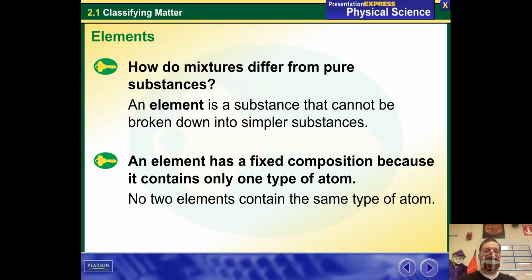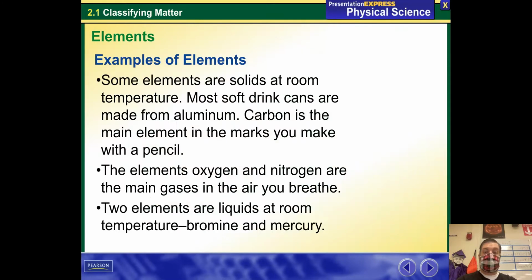So how do mixtures differ from pure substances? Well, an element is a substance that can't be broken down into simpler substances. And an element has a fixed composition because it contains only one type of atom. So when we talk about substances, a compound can have combinations, but sometimes they don't have a combination at all. Helium in a helium balloon is just helium. So we can't break that into other parts, whereas water can be broken down into the hydrogen and oxygen. All the time, elements break down to atoms.